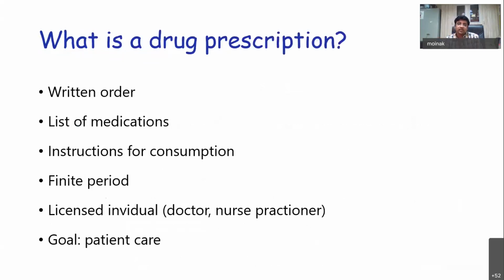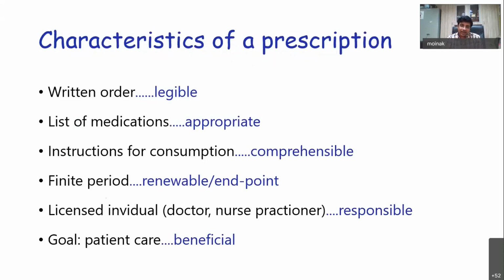Okay, right. What is a drug prescription? It's a written order. It is a list of medications. It's an instruction for consumption. There's a finite period, so you don't write indefinite prescriptions, by a licensed individual, maybe a doctor or a nurse practitioner in the West. And the goal is patient care. So the characteristics of a prescription should be: it should be legible, it should be appropriate, it should be comprehensible, it should be renewable, or it may have an endpoint like an infectious disease. And it should be a licensed individual who is responsible, and ultimately it should be beneficial to the patient.